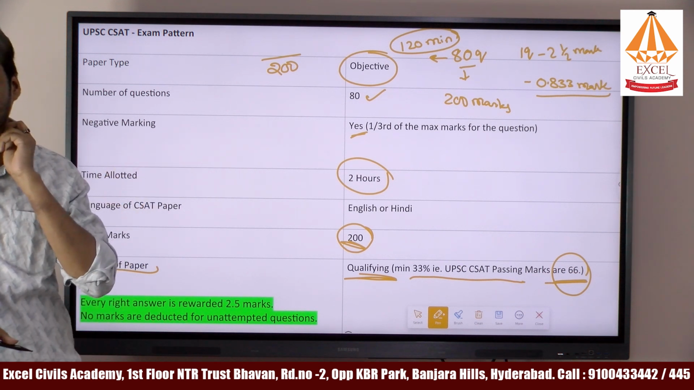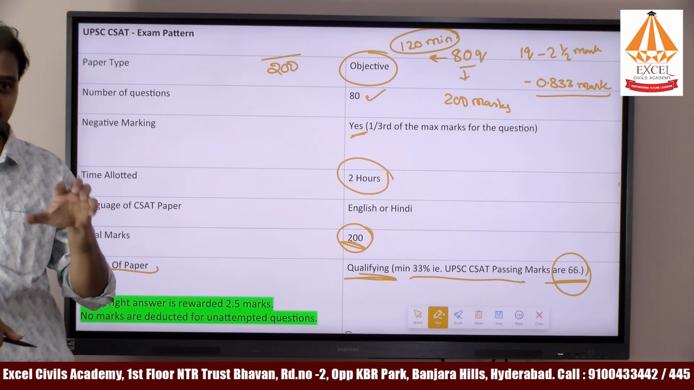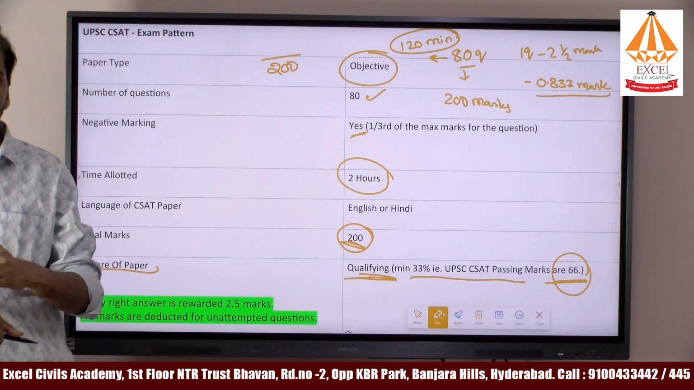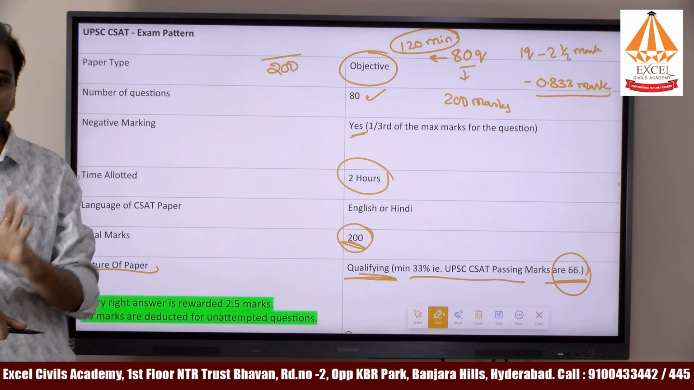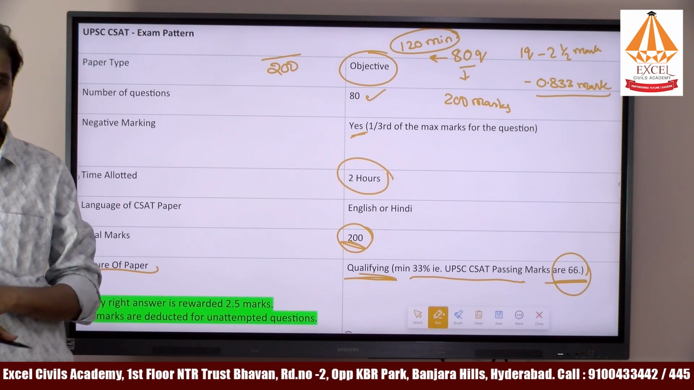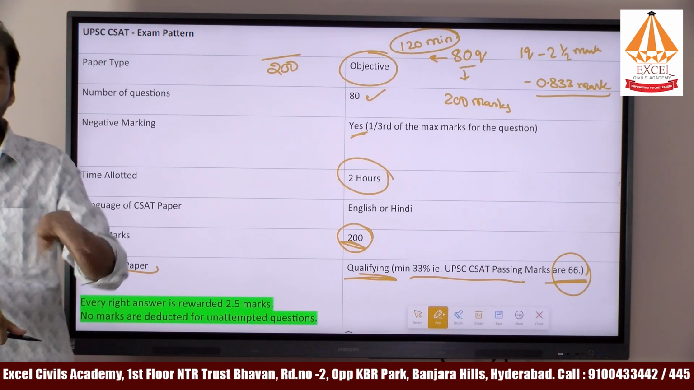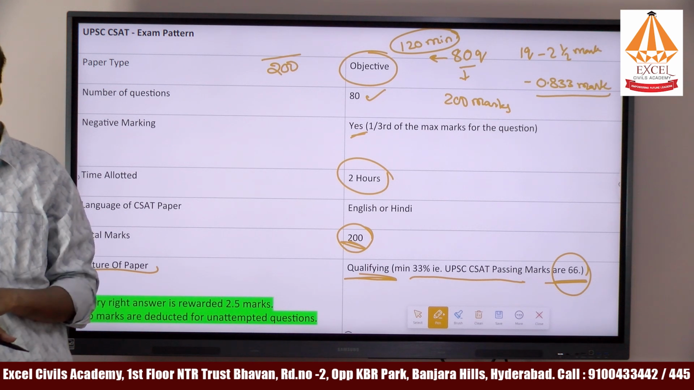If you ask me the reason, it's not that difficult. It's not that the CSAT paper is difficult. The reason is most of the students are not giving enough attention to this paper. 80 to 90% of the students think that this is a qualifying paper and we don't require to practice much. But later they will realize the importance of this paper.